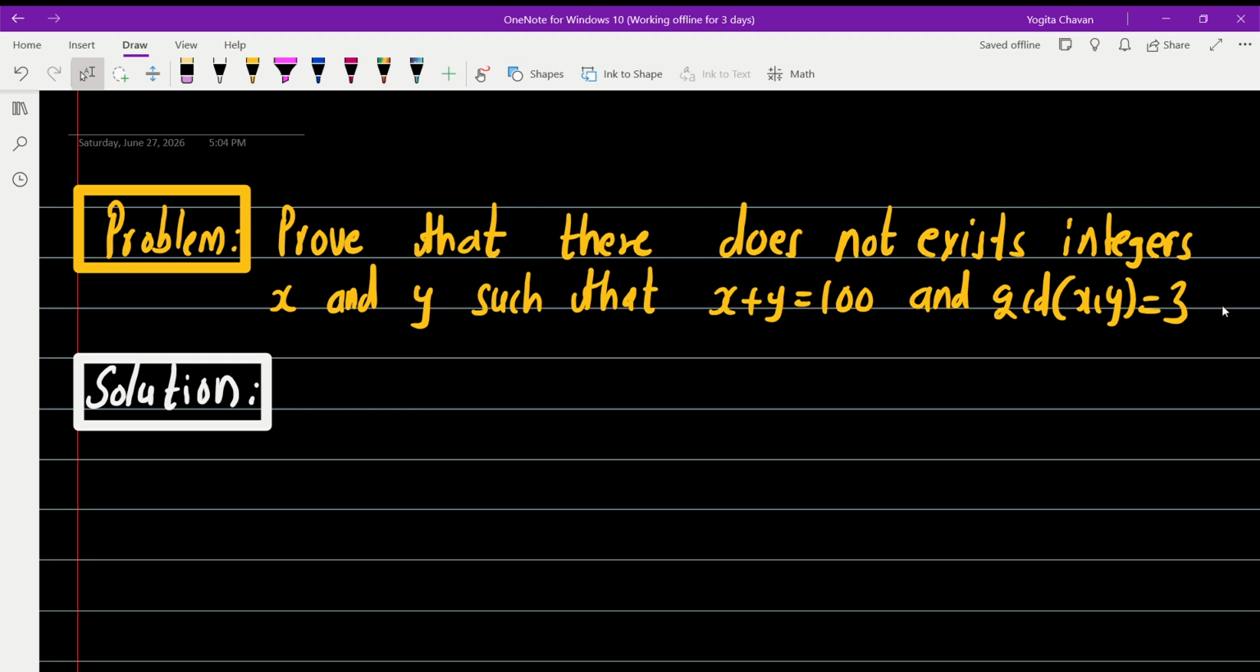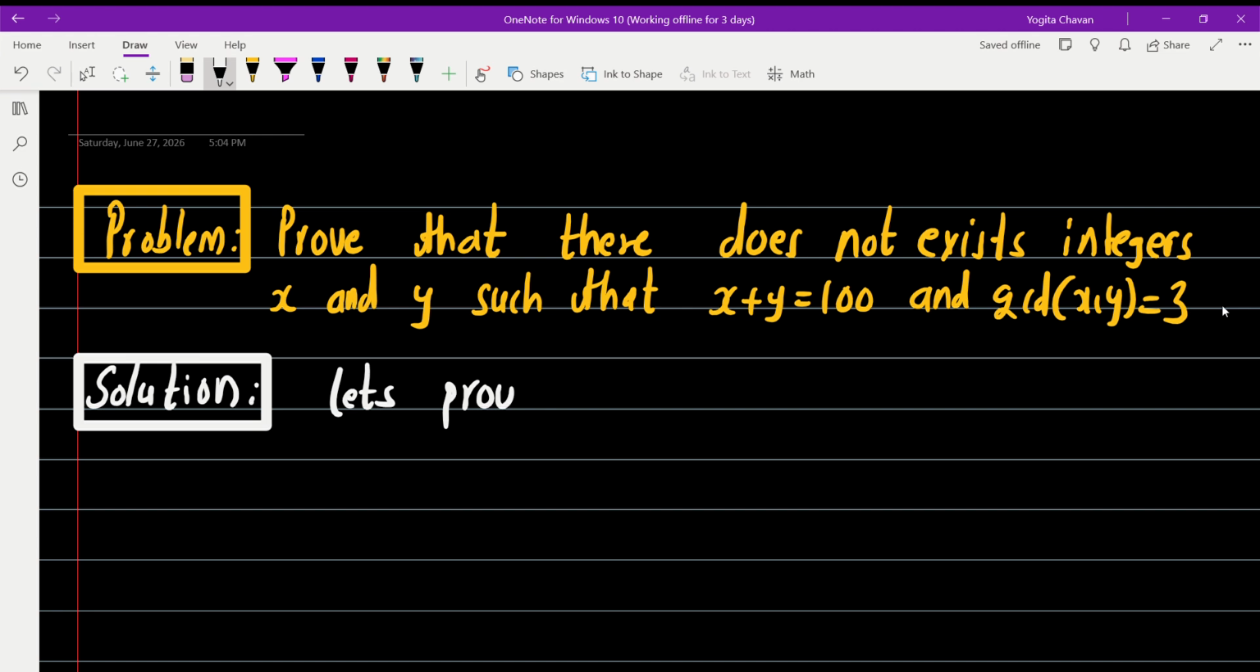Hello friends, today we have to prove there does not exist integers x and y such that x plus y is equal to 100 and GCD of x and y is equal to 3. Means there is not even a single pair of integers x and y such that their addition x plus y is equal to 100 and their GCD is 3. This is never possible. Now let's prove this by contradiction.